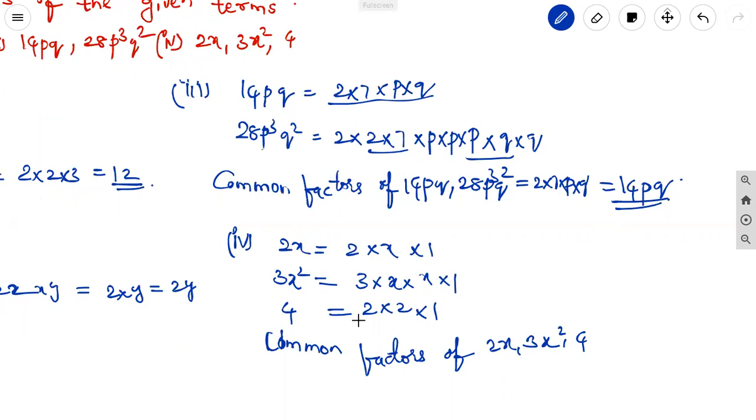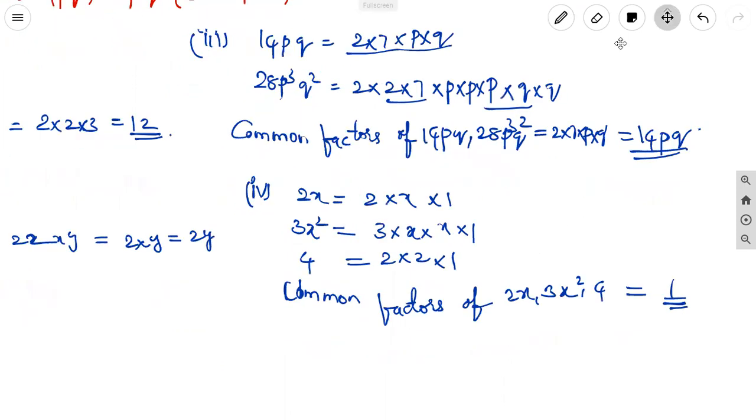But comparing all the other terms: here 2x is there, here 3x, x is there, here 2 into 2. In this x is absent, here 2 is absent. There is no common factor other than 1. Only 1 is a common factor. If no other terms are common, we just take the common factor of the 3 as 1. Next, fifth question.